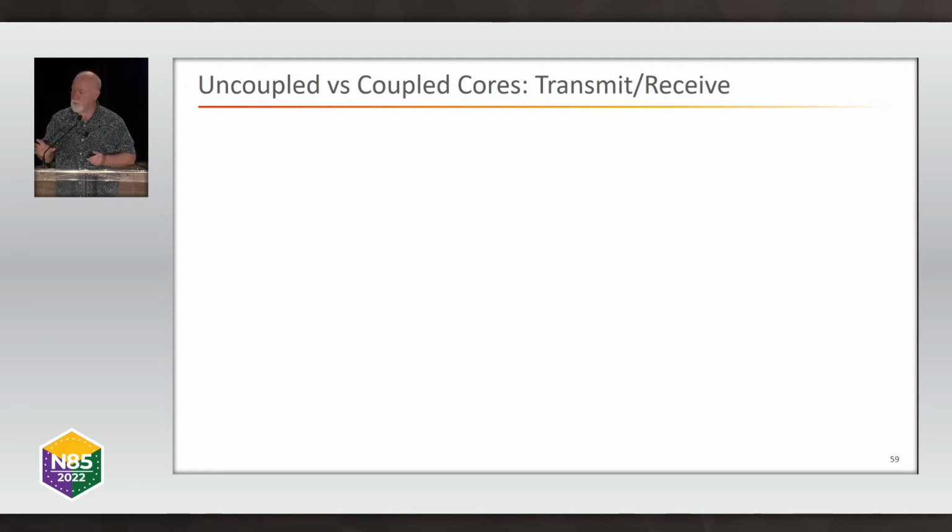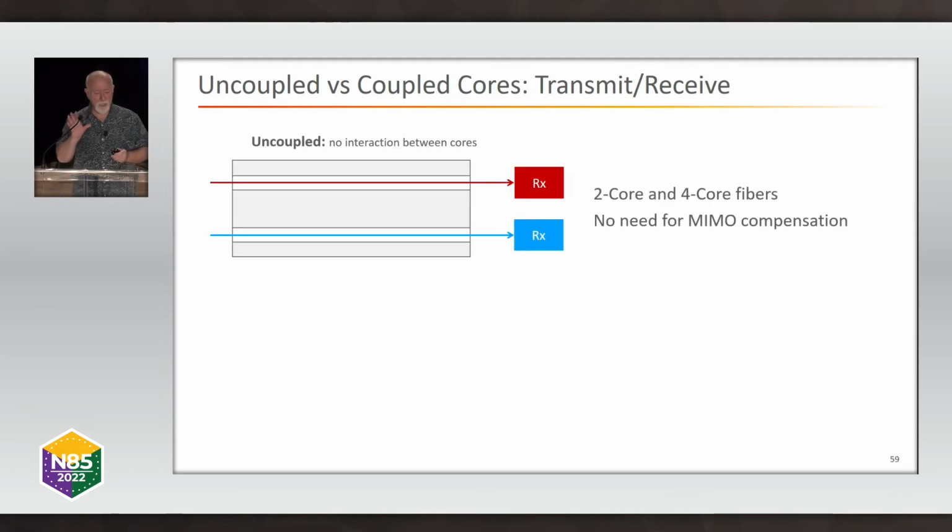I'm going to look at the transmitter and receiver impact first. For uncoupled, what we mean here is that there is no interaction between signals in the different cores. They just travel in parallel. And that means that you don't need any kind of MIMO for compensation. You don't need to unscramble the signals at the other end.